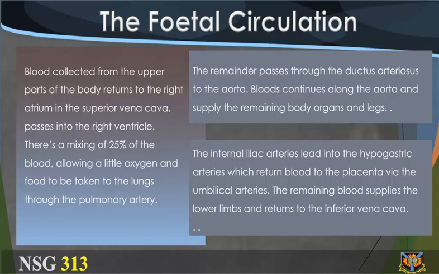Blood continues along the aorta and supplies the remaining body organs and legs. The internal iliac arteries lead into the hypogastric arteries, which return blood to the placenta via the umbilical arteries. The remaining blood supplies the lower limbs and returns to the inferior vena cava.